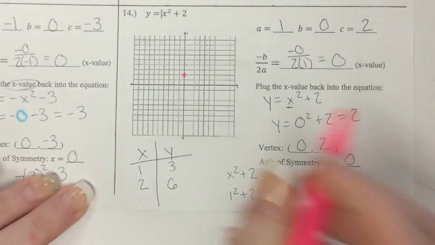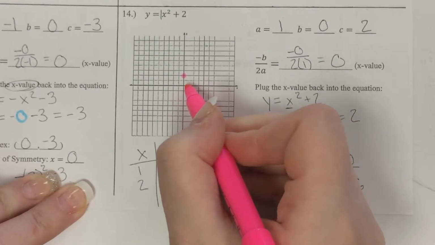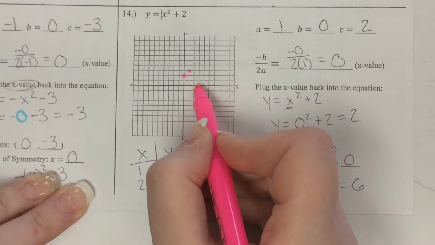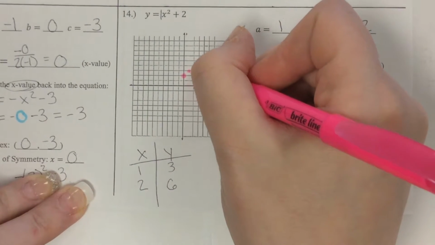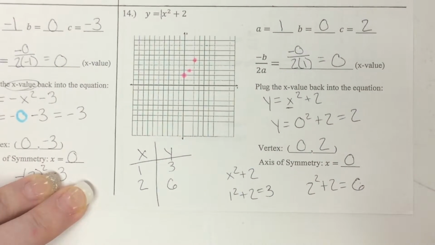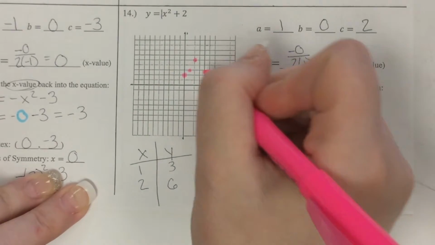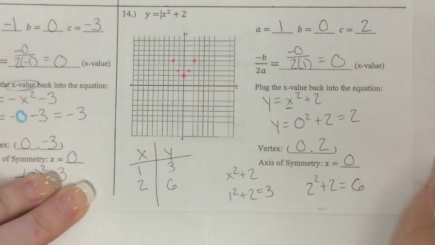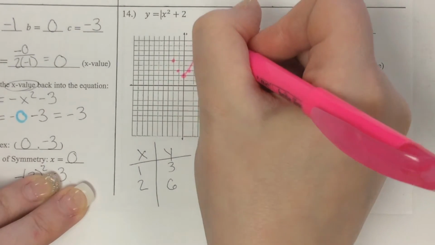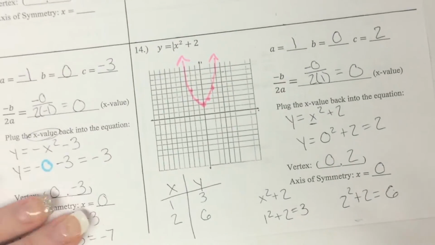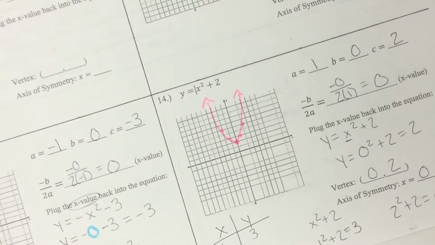Let's plot these points. We are starting at the origin, over 1 and up 3. 1, 2, and 3. Over 2, and up 6. 1, 2, 3, 4, 5, 6. And let's use symmetry to reflect them over that axis of symmetry. So it's going to be here, and oh, looks like it's 2 away, so here. All right, connect with a smooth round bottom and add arrows. And there's our parabola. It does open up, it does smile. All right, let's do the last 2. We're going to do 17 and 18.